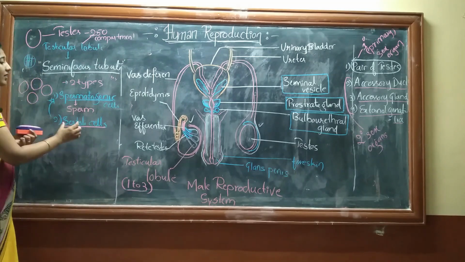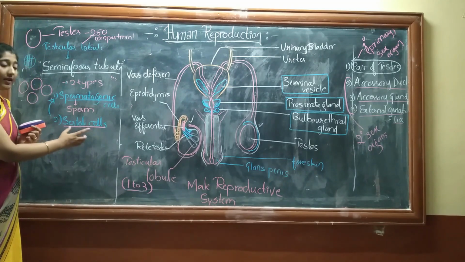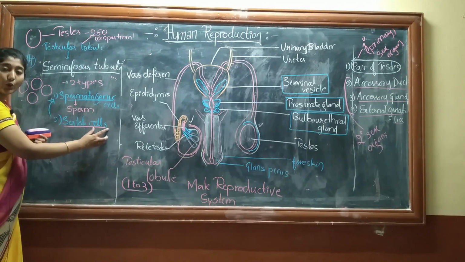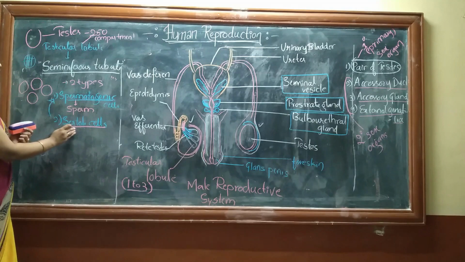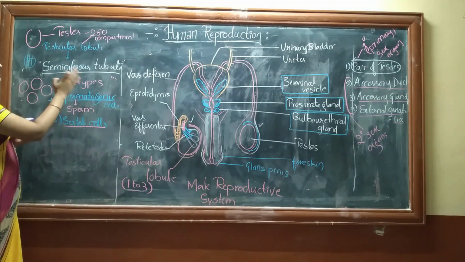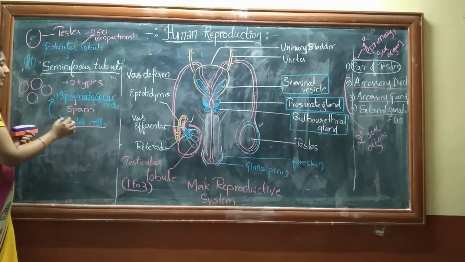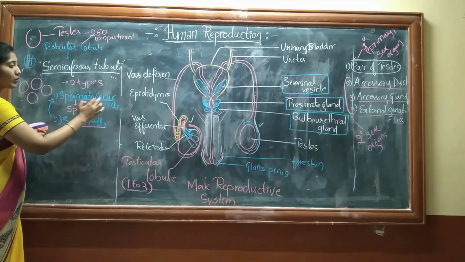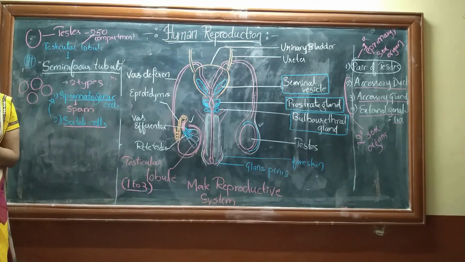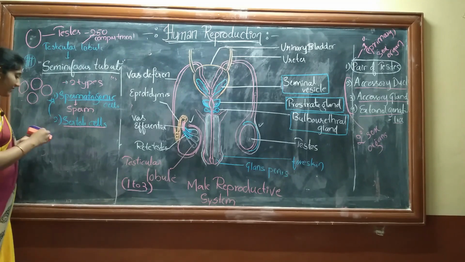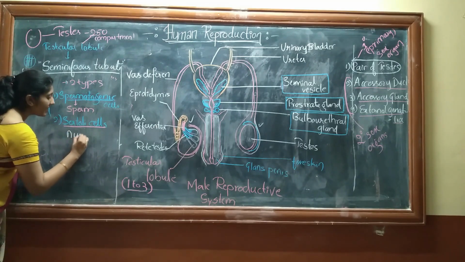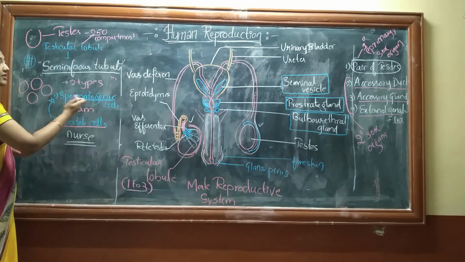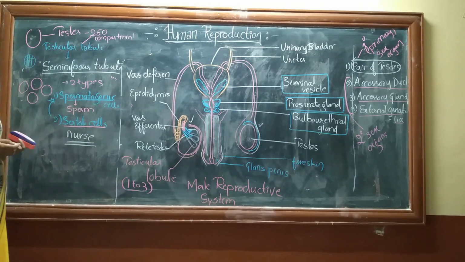So what is the importance of the Sertoli cell? The question may be asked in the exam. So what is the importance of Sertoli cells? These are the cells which are present in the seminiferous tubule and they provide nourishment to the spermatogenic cell and the immature sperm. So this is called a nurse cell because it nourishes the spermatogenic cells.